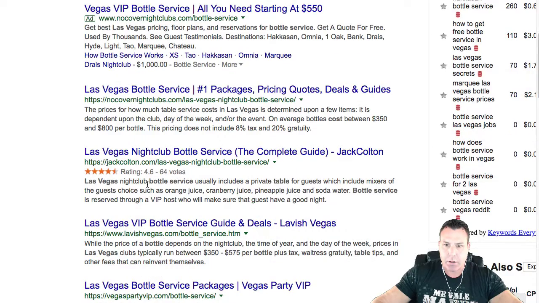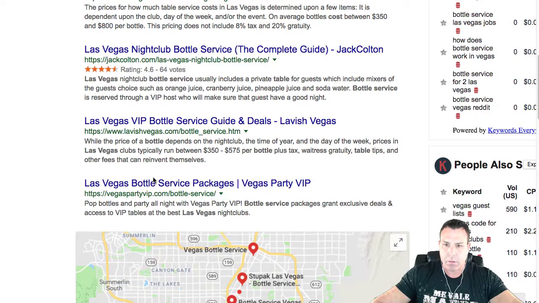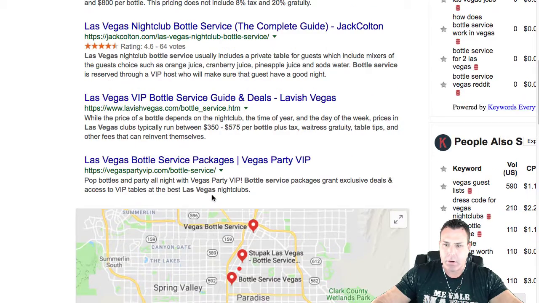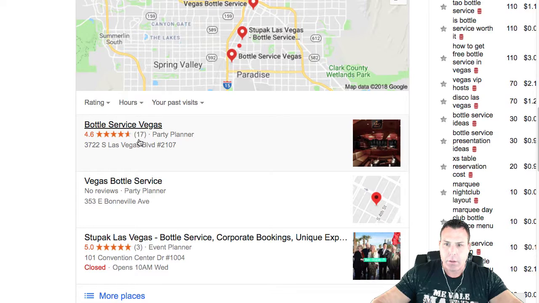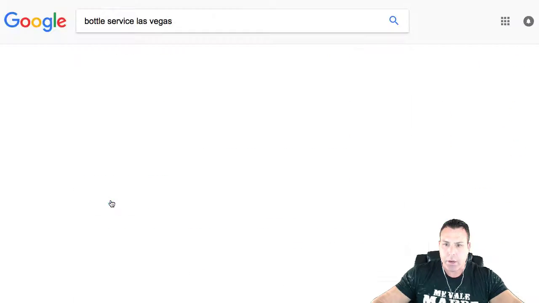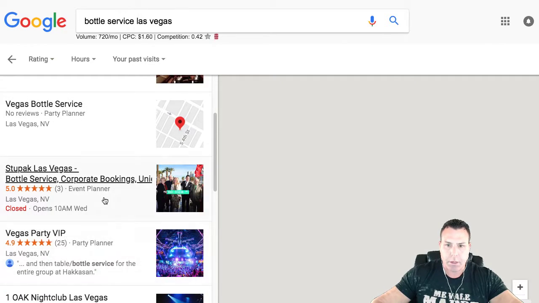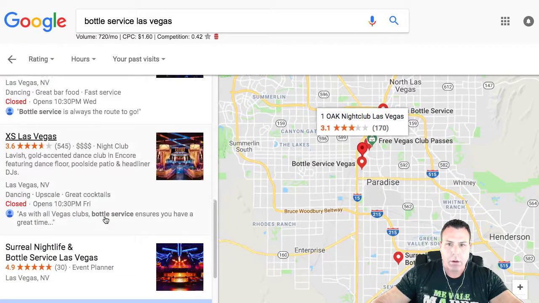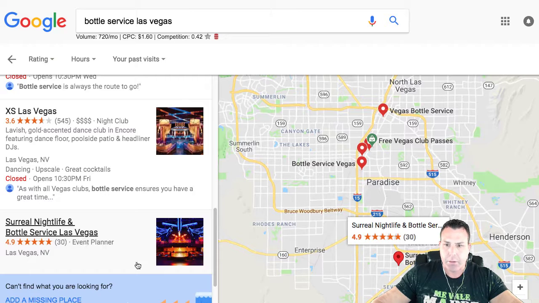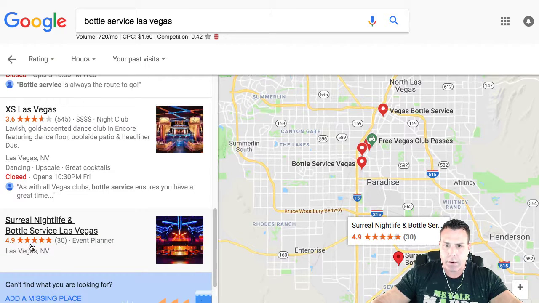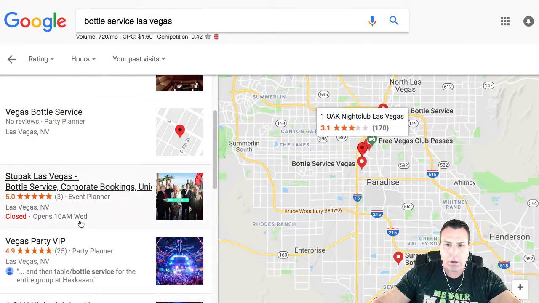Ads, obviously, no cover nightclubs. Jack Colton, that's a big site with a big forum on it. Vegas Party VIP, that's our competition. And then there's Bottle Service Vegas. I used to do the tables for them. I know if we click on this, I should be in here somewhere. There I am, Surreal Nightlife and Bottle Service, 30 reviews, 4.9, so pretty good.